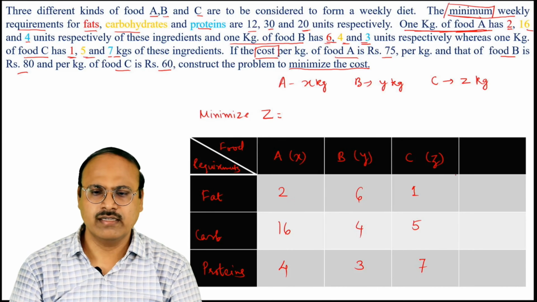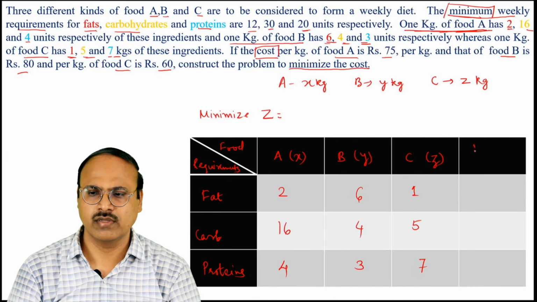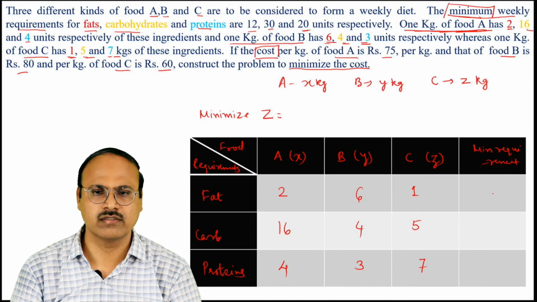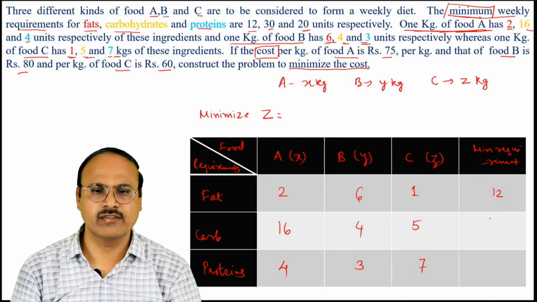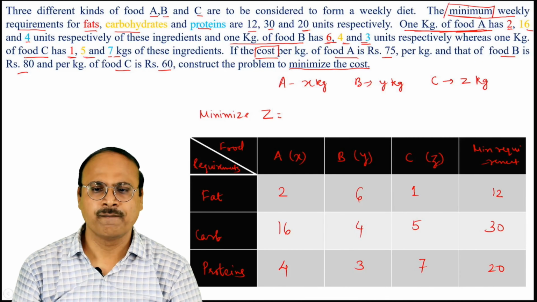Now, what is the constraint? That the minimum requirement of fats is how much? Okay. So, minimum requirement. What is the minimum requirement of fat? In case of fats, it is 12. In case of carbohydrates, it is 30. And in case of proteins, it is 20.